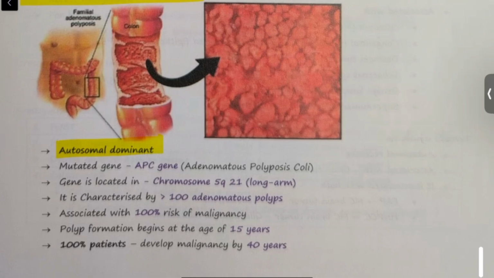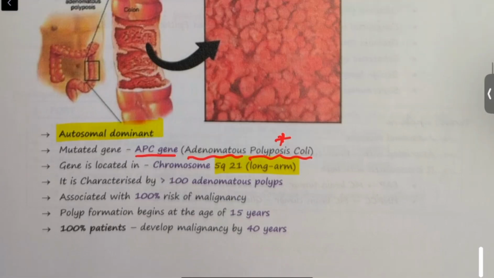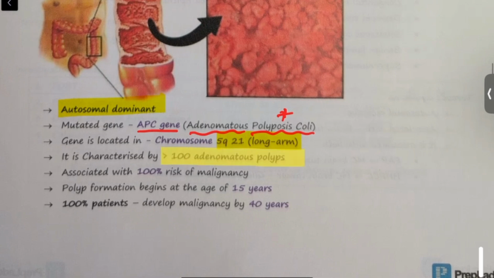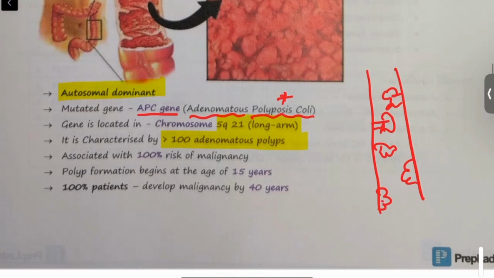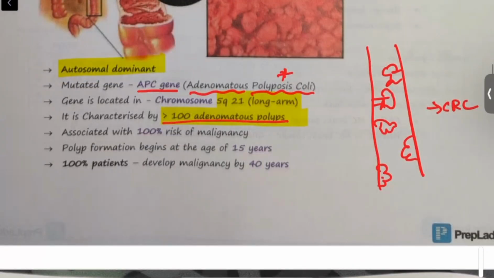Okay, what is the mutated gene here? That is the APC, adenomatous polyposis coli gene. This gene is located on chromosome 5q, that is long arm, 21 is the locus. It is characterized by more than 100 adenomatous polyps. So you can imagine, throughout the GIT there are more than 100 polyps. Okay, so this will obviously lead to cancer, that is colorectal cancer. So more than 100 adenomatous polyps are there, and they are associated with 100% risk of malignancy.